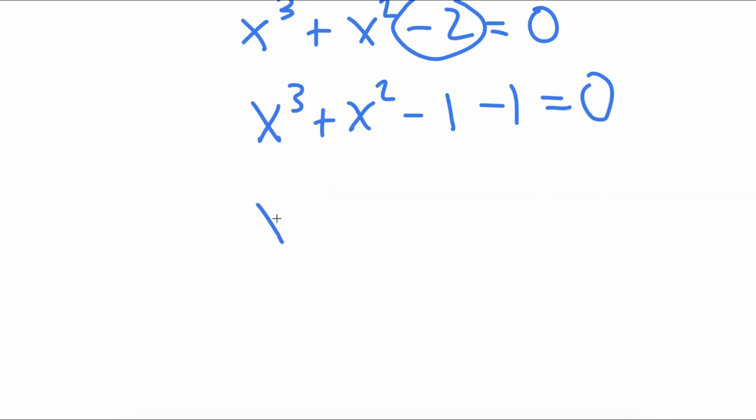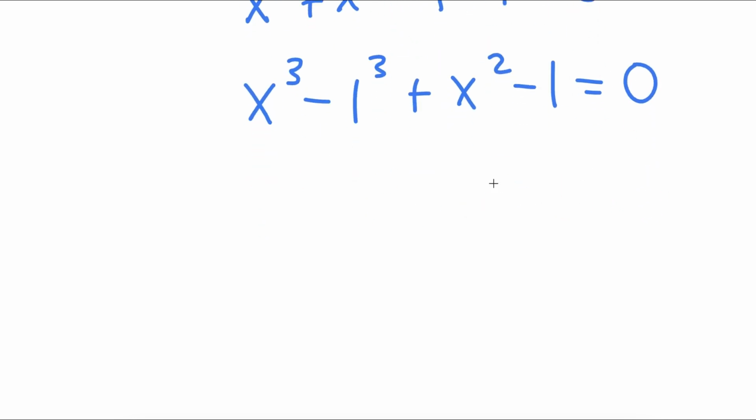And now I'm going to rewrite this as x to the power of 3 minus 1 to the power of 3, because 1 is the same thing as 1 to the power of 3, plus x squared minus 1 is equal to 0. And 1 is the same thing as 1 squared.